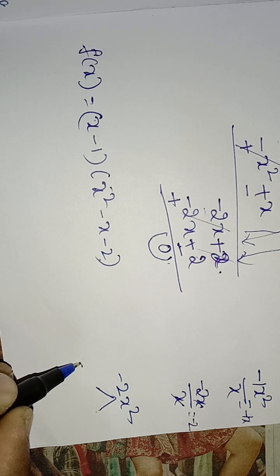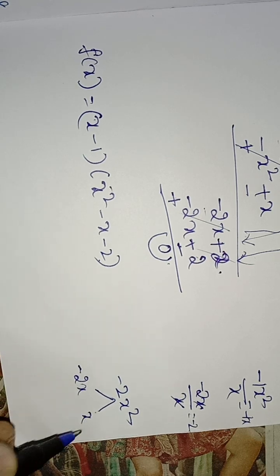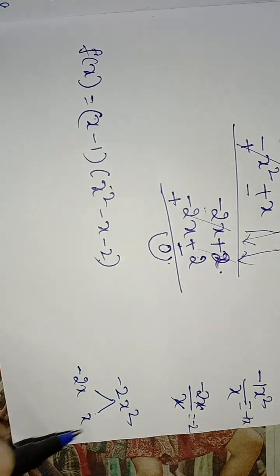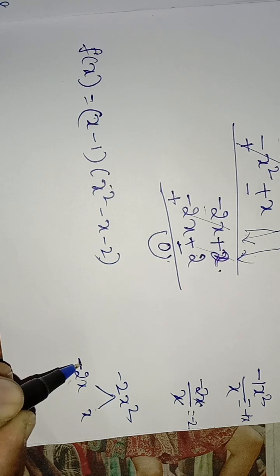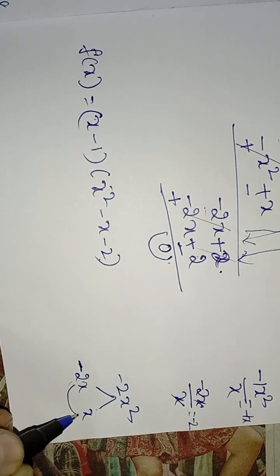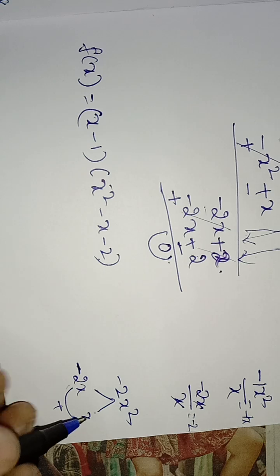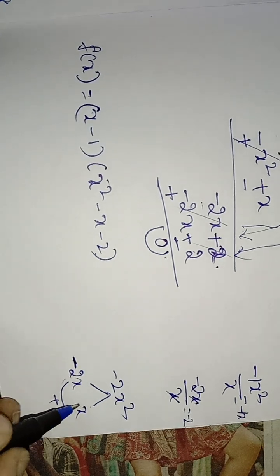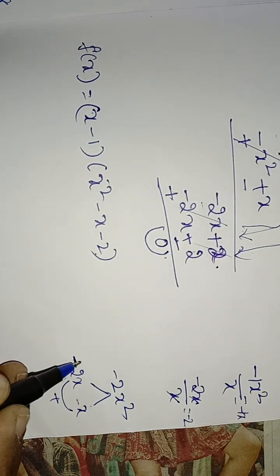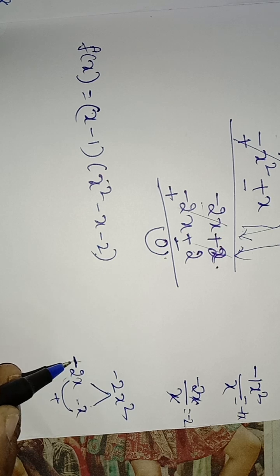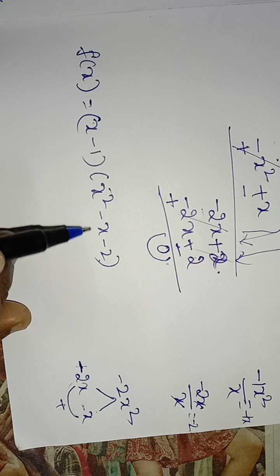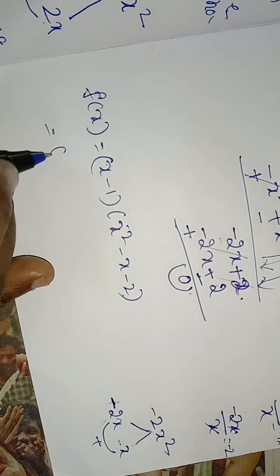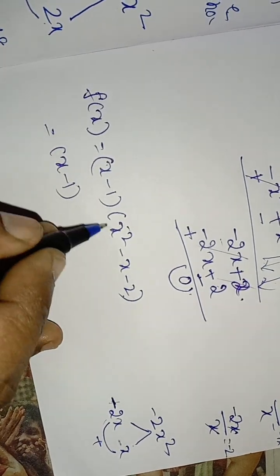Okay, so what I am getting here is minus 2x into x is minus 2x square. After adding, if you keep minus here, then only it will be minus x. Otherwise, if you keep plus here, you will get plus x. But we want minus x here. So next, what I am writing, x minus 1 is as it is.